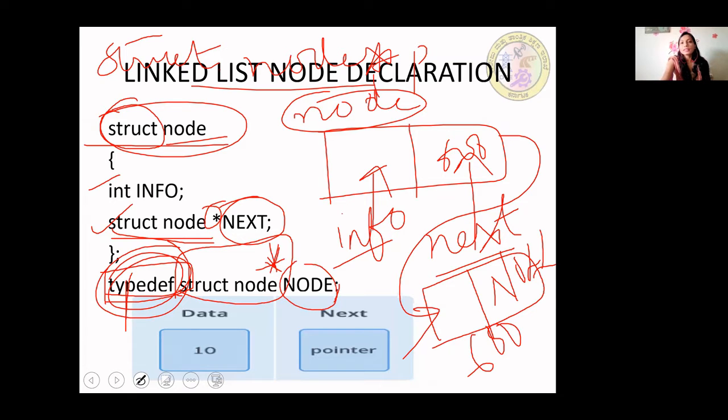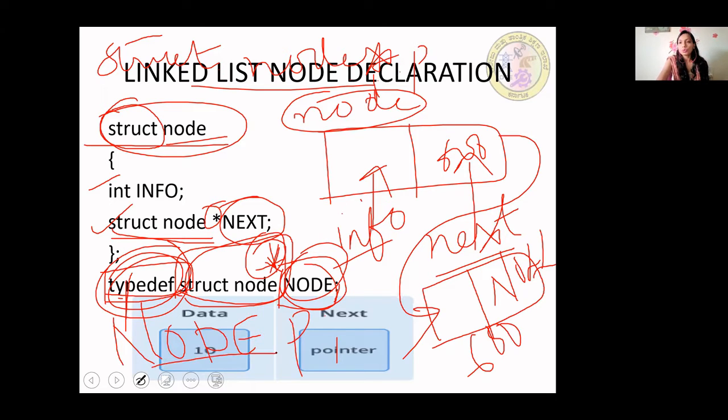So instead of writing struct node star p, I can just write NODE, because wherever I had to write this full name, I'll write only NODE. So I'll write NODE p. The star I've already written here. So instead of writing struct node star, I can write node wherever I want. Getting this? Yes or no? So typedef is to rename some data type.